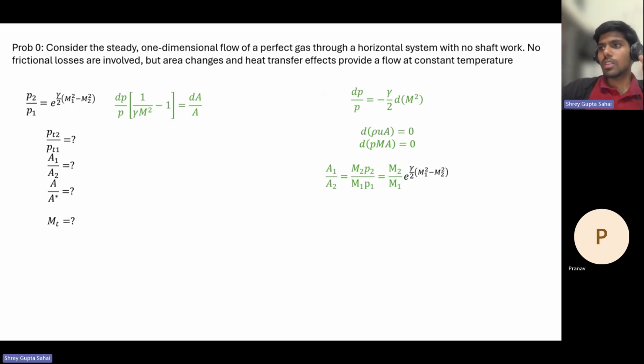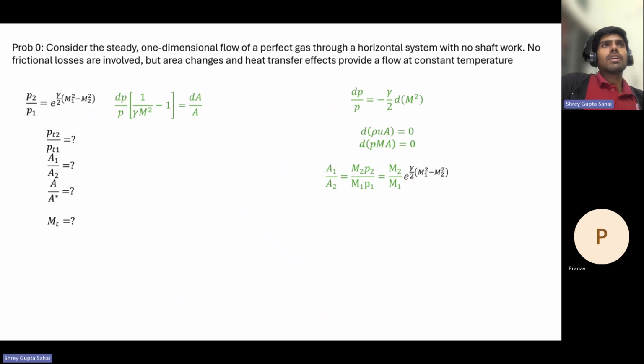Now comes this discussion of A star. So A star, what we will see is, up till now you have studied only variable area flows, and A star directly relates with the throat area. What we will see is A star is much more related to sonic conditions. Although it is related to throat area right now, you'll see that it is also related to sonic conditions.